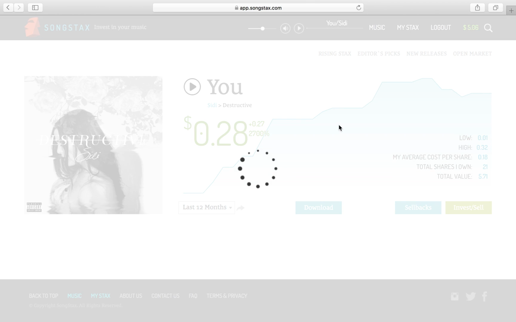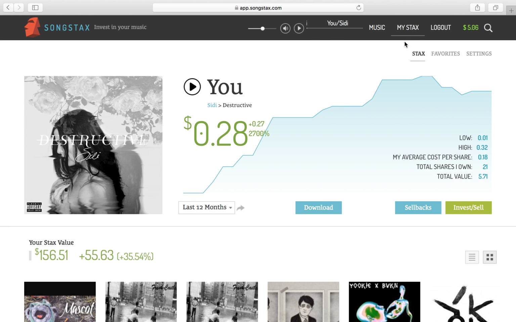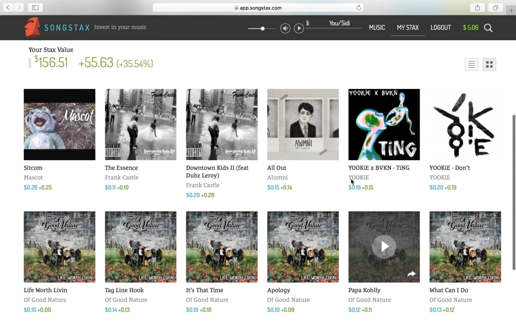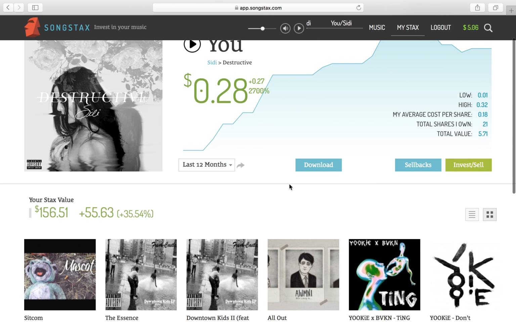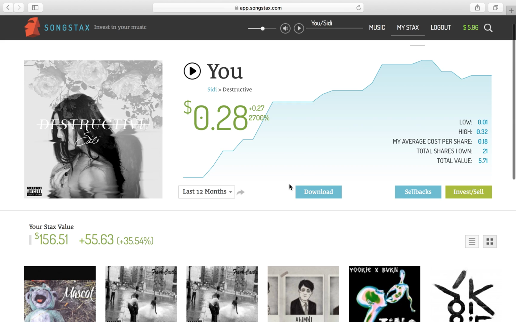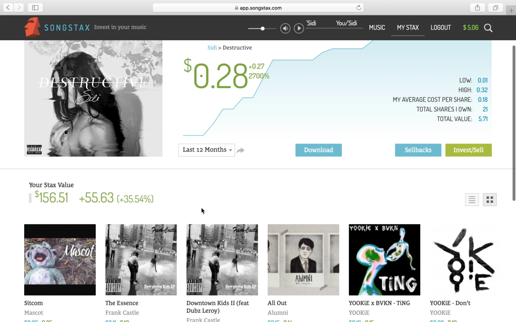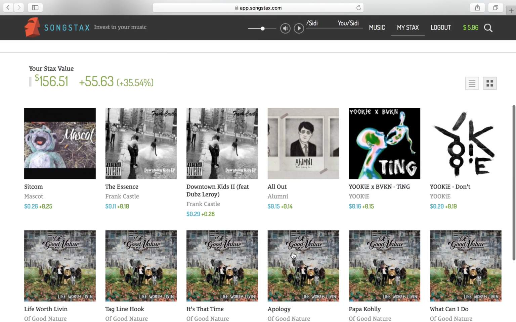So once you have your songs, you can go to your profile. This is really what you want to keep up with. Once you've already invested in some songs, you really want to keep up with how your songs are doing and when to sell them so you could actually make a profit. So as you can see, this user has done very well. Their stack size is 156. It's gone up $55.